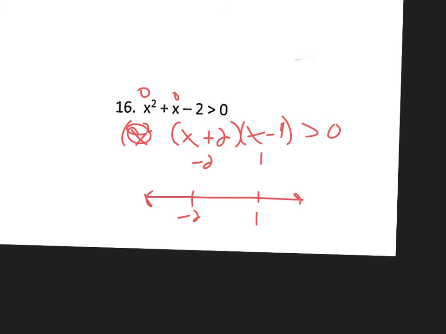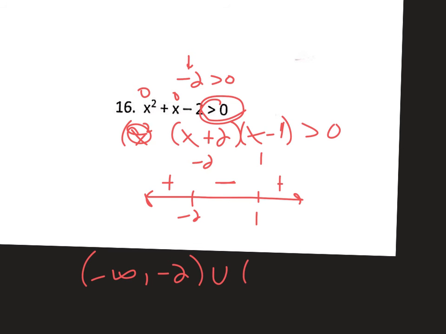Plug in zeros there. That leaves me a -2, and all I worry about is the sign. Is it negative? It's negative. So where the 0 would be is minus. Remember, the signs alternate on your graph. I'm looking for greater than 0, which is positive. So I'm looking for positive signs, which is from -infinity to -2, and also from 1 to infinity.